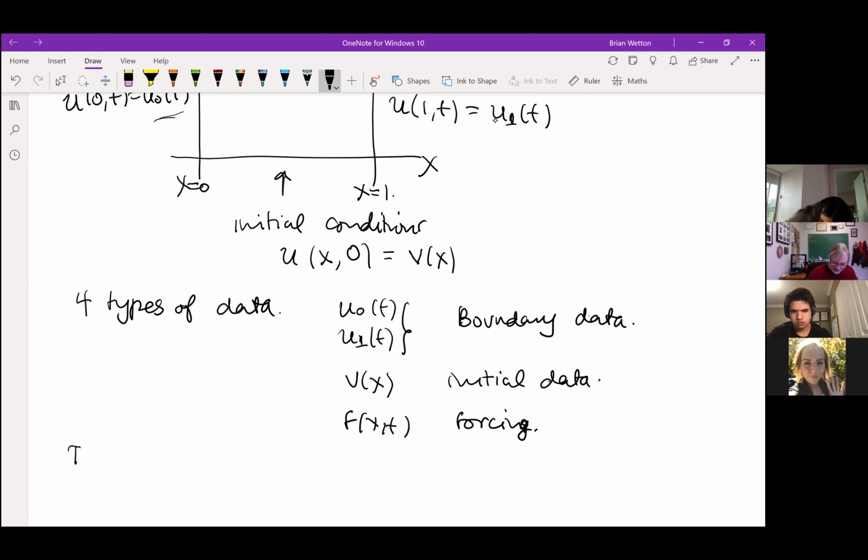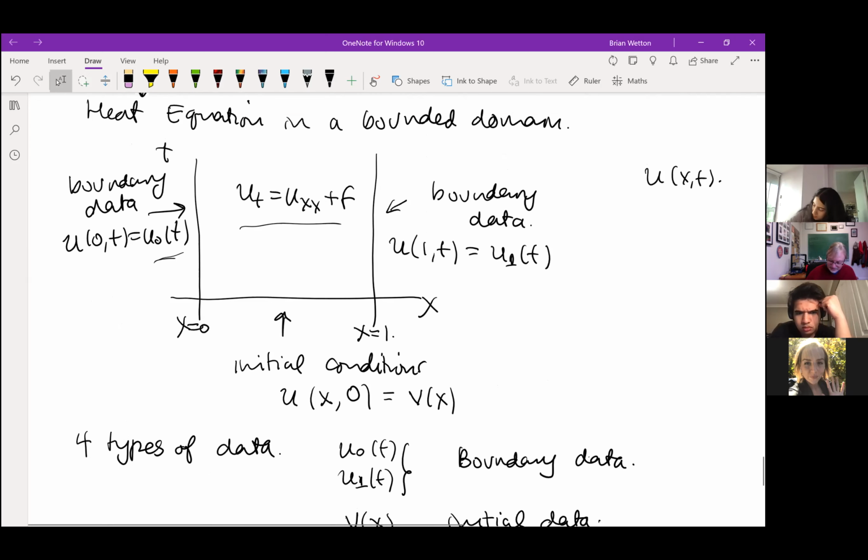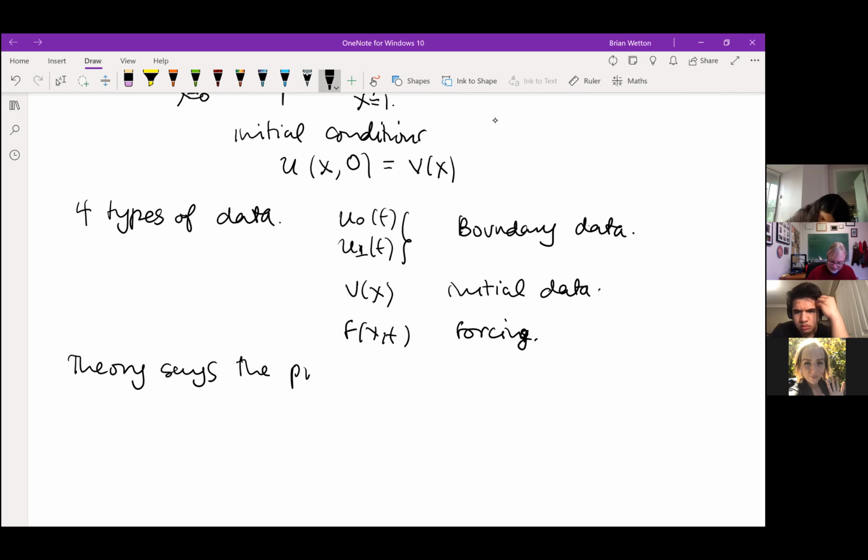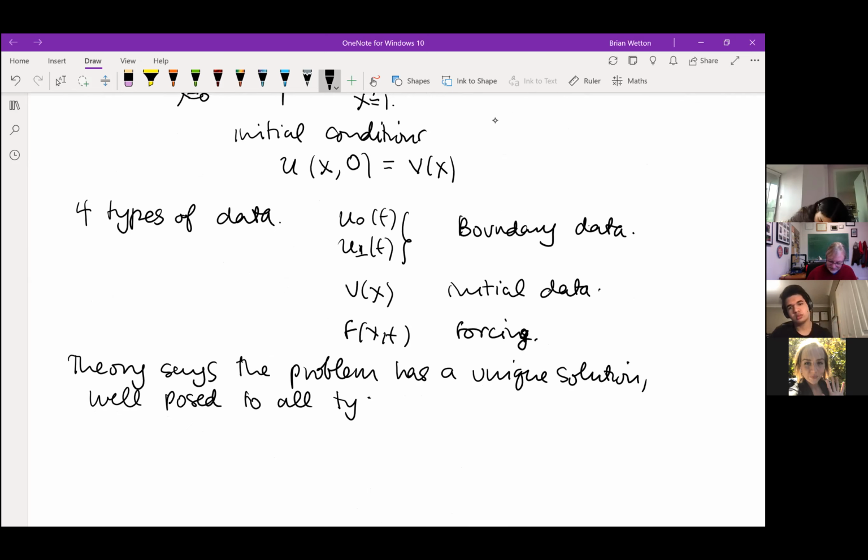So I can say the theory says that this problem here has a unique solution. And it's well posed to all types of data.